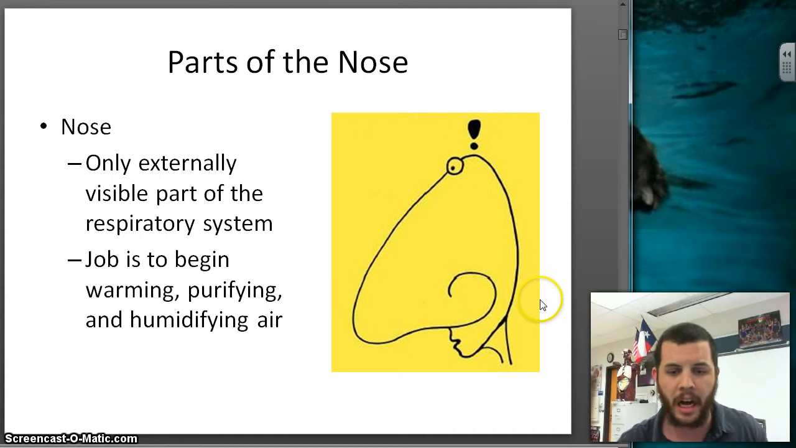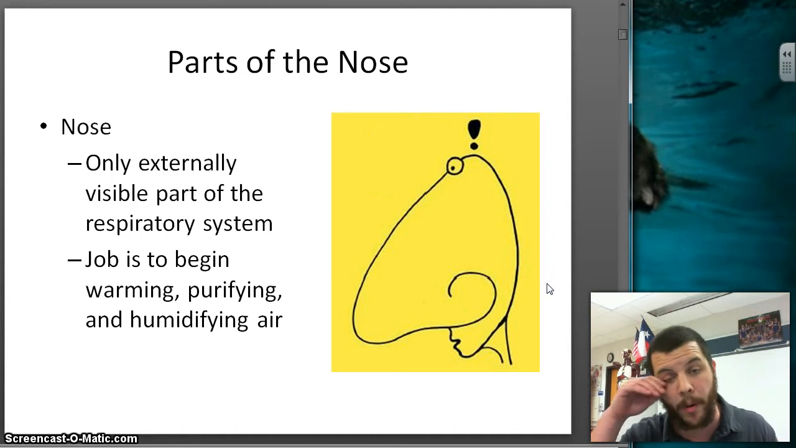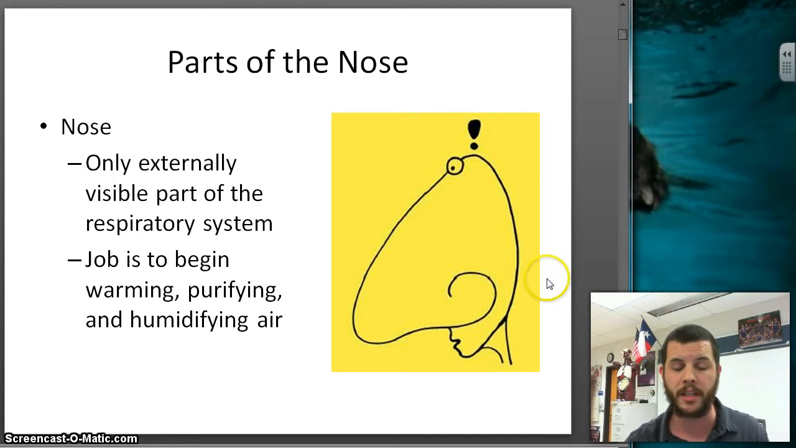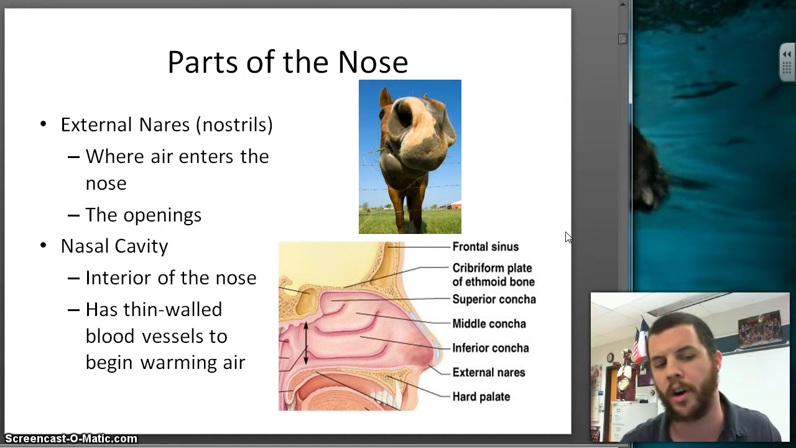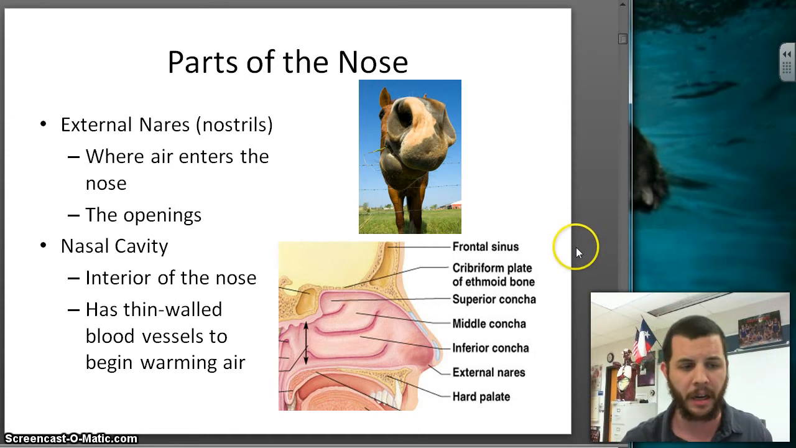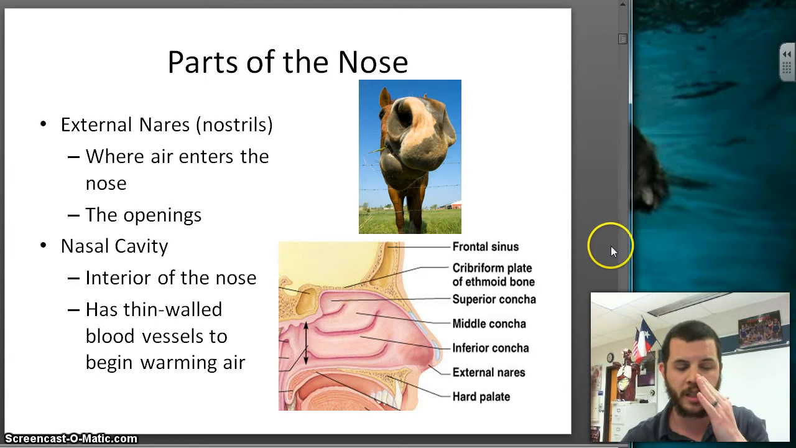Now the first part of the air passageway is where we take air in. So the first thing we want to look at is the nose. It's the only externally visible part of our respiratory system, and its job is to begin to humidify air and to warm air and to purify the air that we are pulling into our bodies. We have the external nares, which are our nostrils. We also have the nasal cavity, which is just posterior to the actual nose itself.